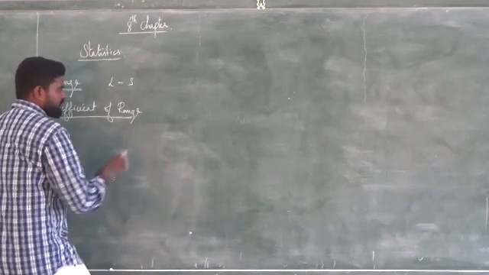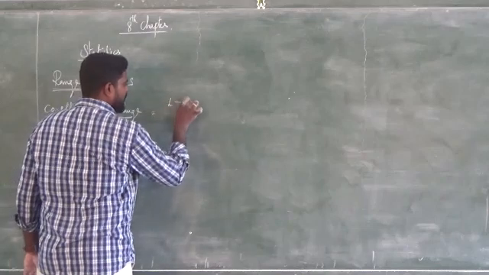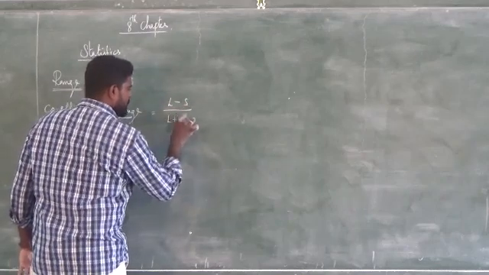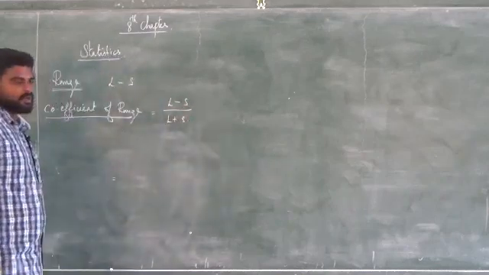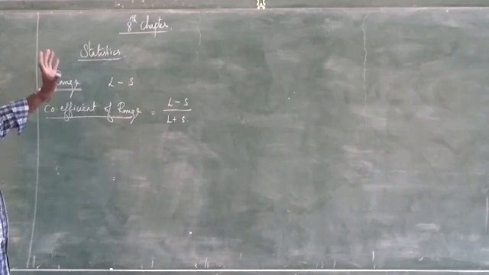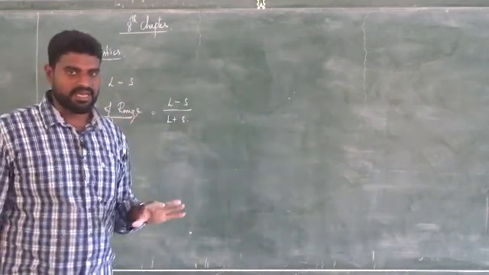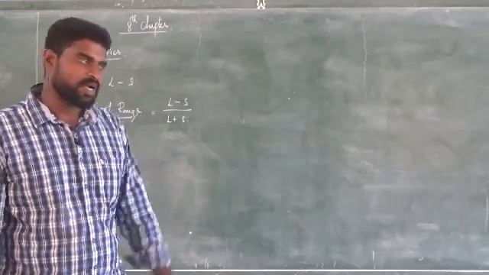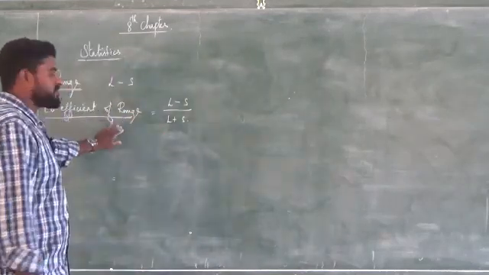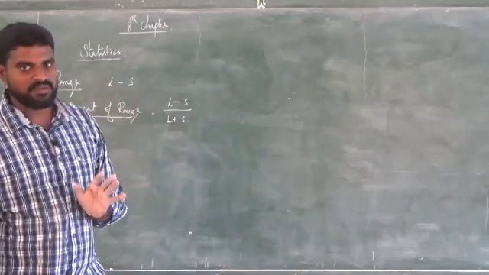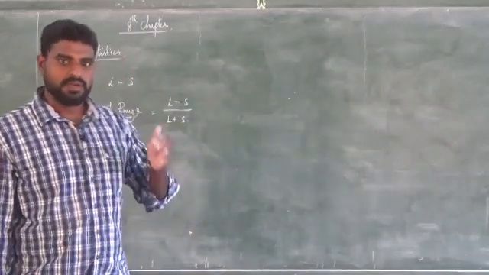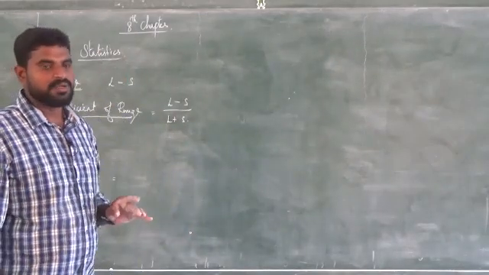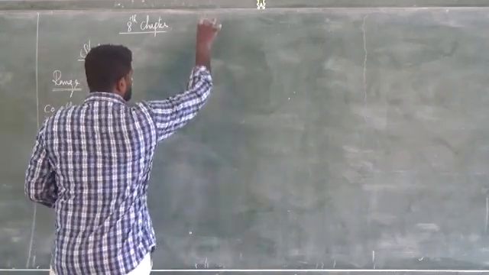So coefficient of range means the formula is L minus S by L plus S. The data will be given. From the data, how to find the range? Largest value minus smallest value. Coefficient of range is largest value minus smallest value by largest value plus smallest value.